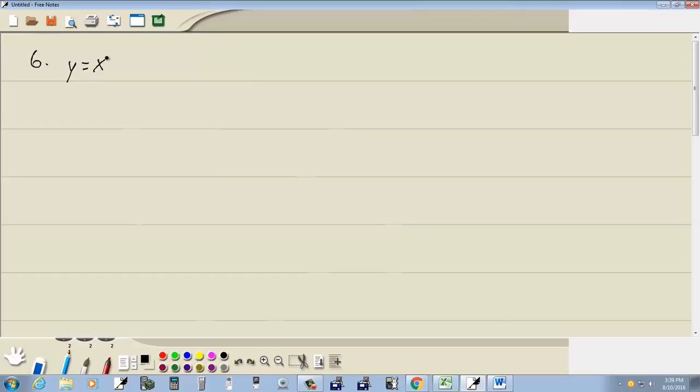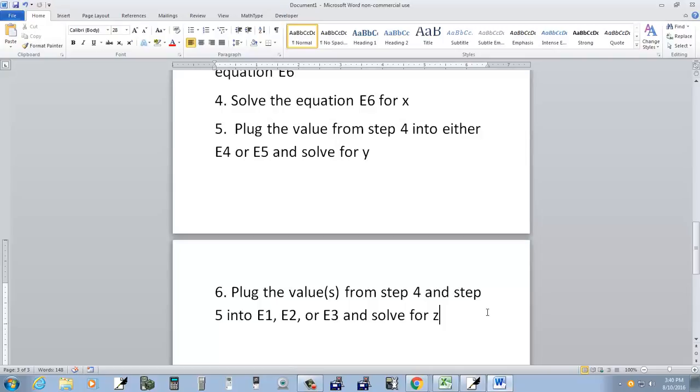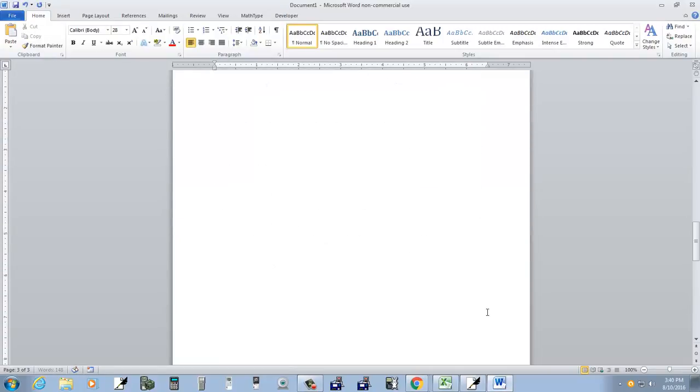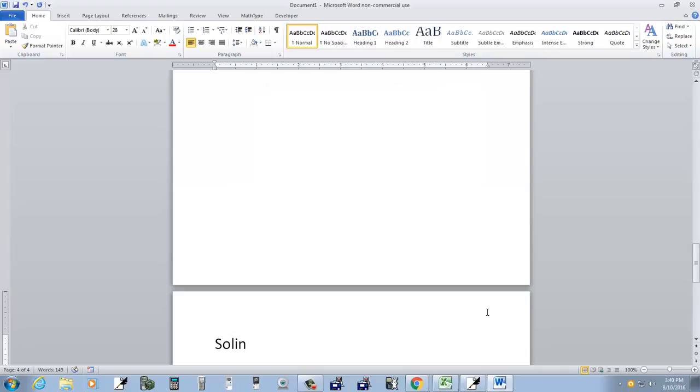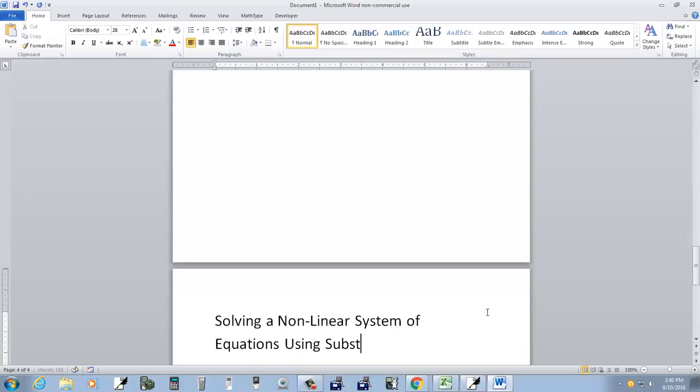We got y is equal to x squared minus 2, and 2x minus y is equal to 2. Still a system of equations, trying to find out what values of x's and y's cause that to be true. But now, this is a nonlinear. So solving a nonlinear system of equations using substitution.